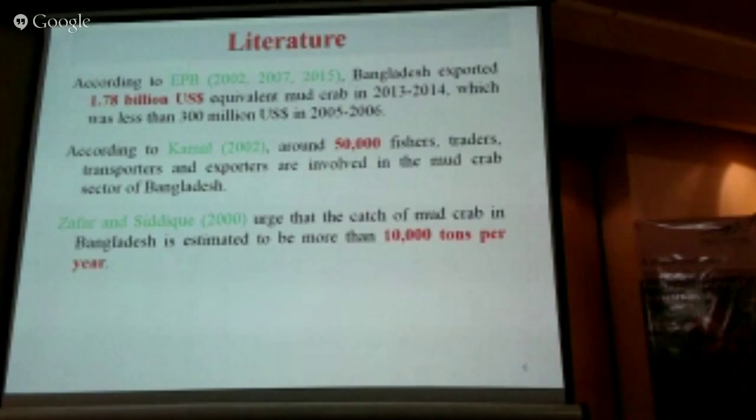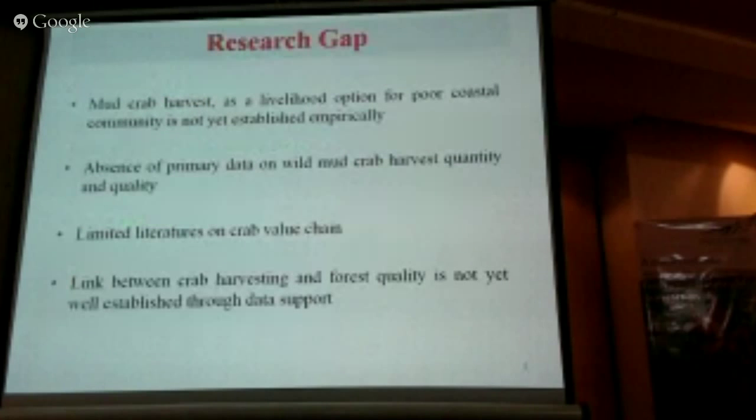So if we see all these issues, the point we had before starting this study was that mud crab harvest is a livelihood option for the coastal community. It is done, but it is not yet established empirically. We know a lot of people are going there, but is it a partial occupation, or what are the other works they are doing?